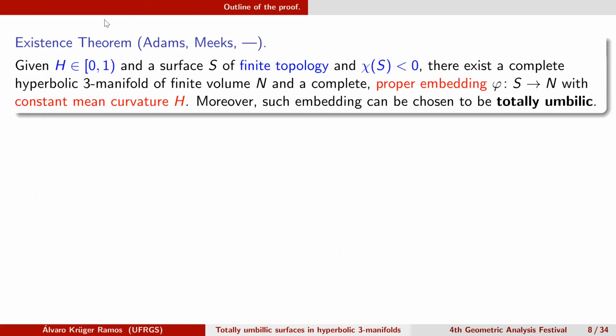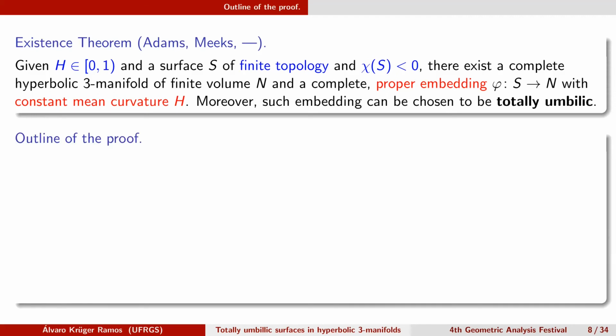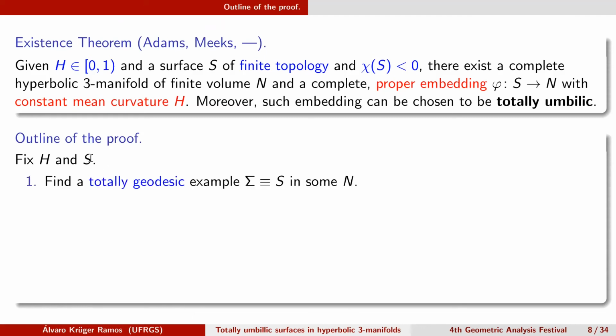Today I will focus on the existence theorem, and right now I'm giving you the outline of the proof so that you keep it in mind. It's going to be a long proof, and I want you to keep in mind the ideas of what we are going to do. So the proof goes more or less like this. You fix your value of h and your surface S. So this is just a topological surface so far, and the first thing we do is to go for the totally geodesic example.